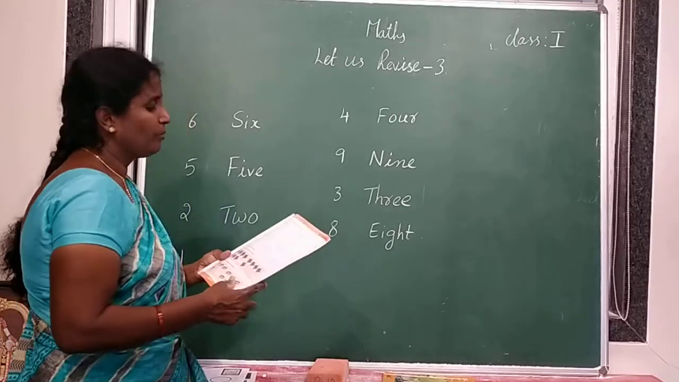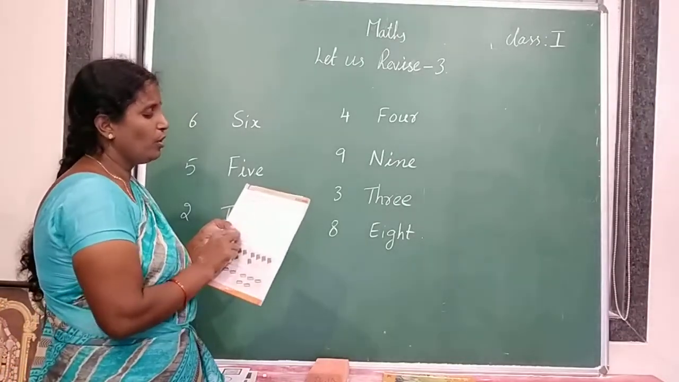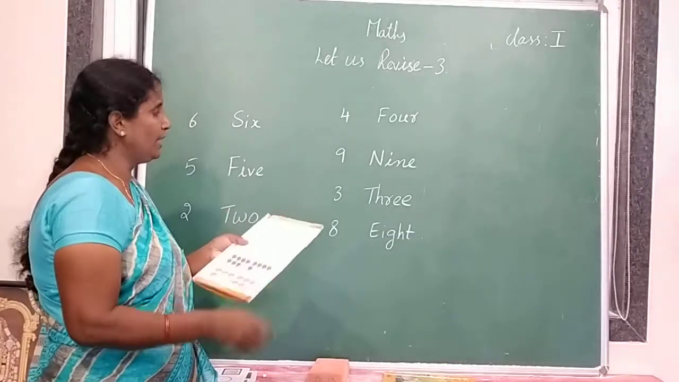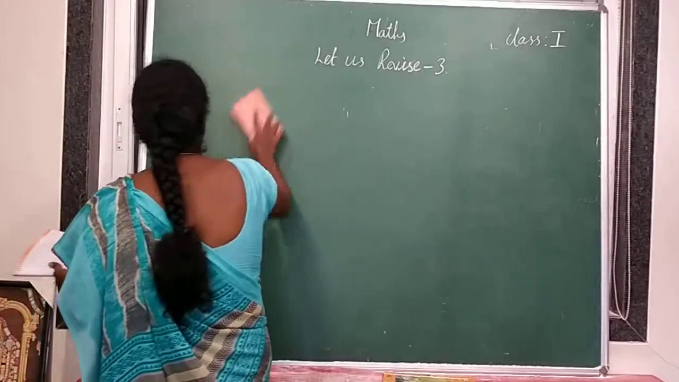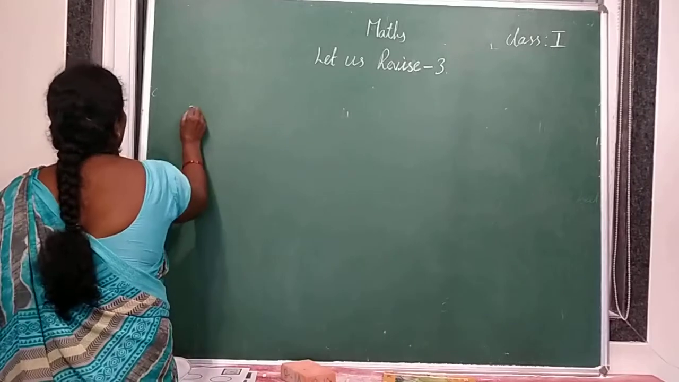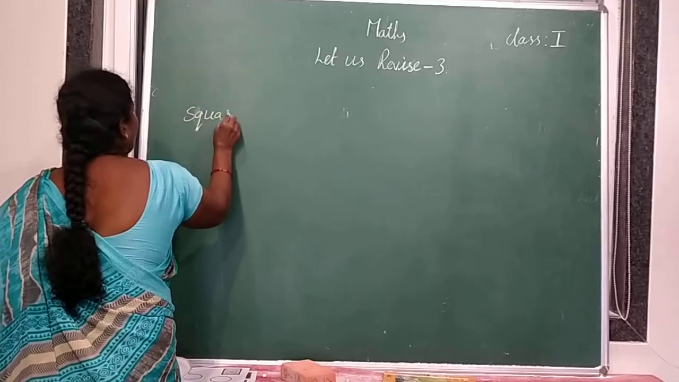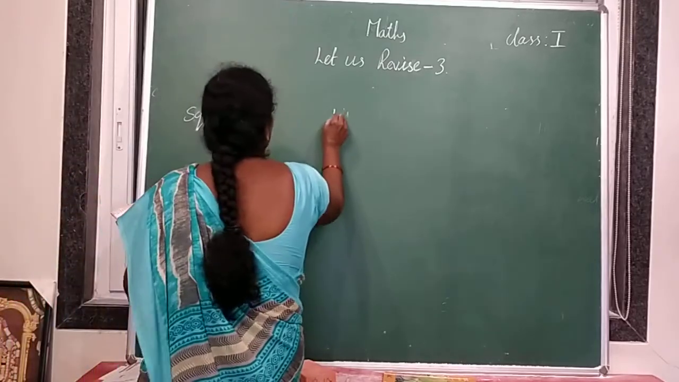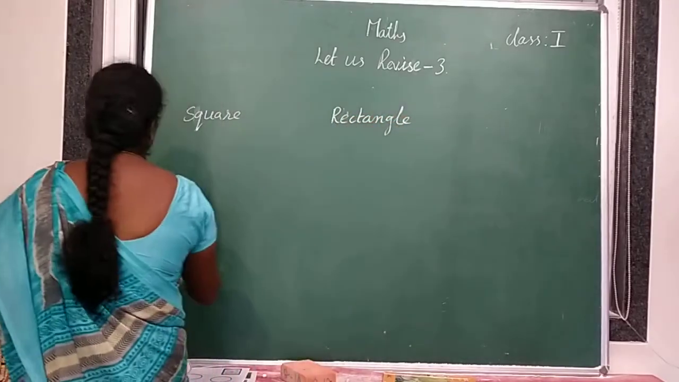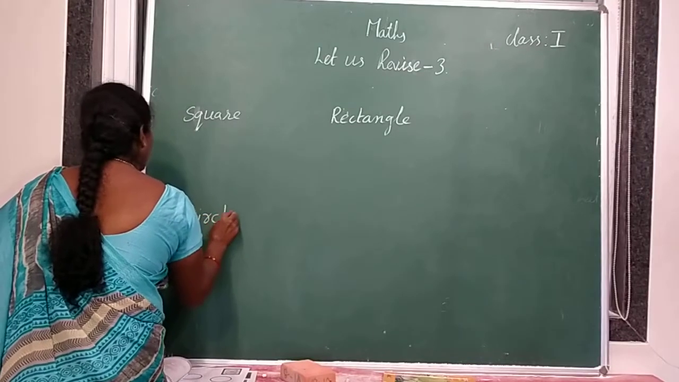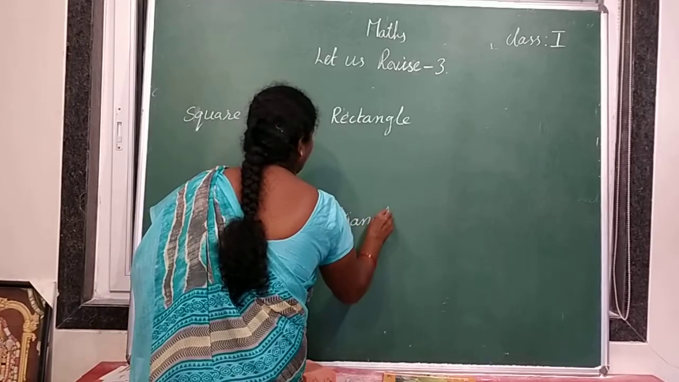Now next, 10th bit. Draw the following shapes. Here you have to draw 4 shapes. So take pencil and draw neatly. Draw the shapes. Square. Next rectangle, circle, triangle.